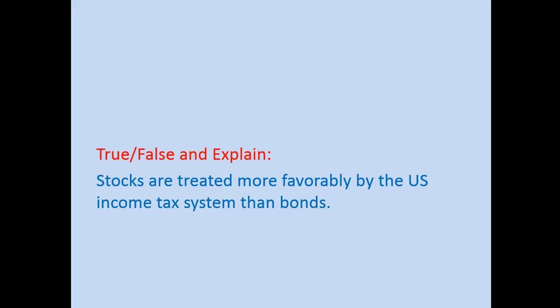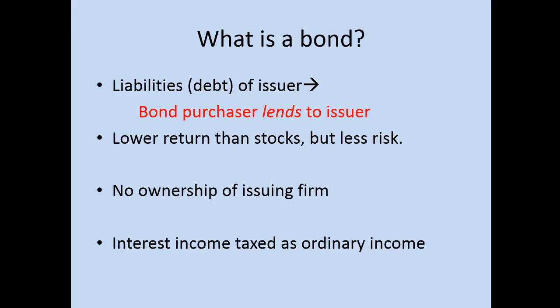Let's try one more. Stocks are treated more favorably by the U.S. income tax system than bonds. And this is true. So interest income is taxed as ordinary income, whereas dividends and capital gains have their own special tax rate. So in general, we get more favorable tax treatment from stocks.